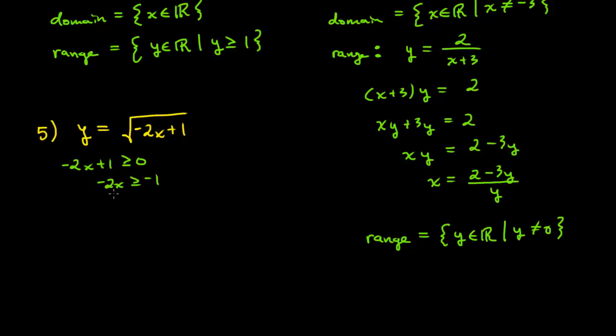I can divide both sides of this inequality by negative 2, and because I'm dividing both sides of an inequality by a negative number, I have to flip the inequality. So I get that x has to be less than or equal to 1/2, because negative 1 divided by negative 2 is 1/2. So this essentially gives me the domain. My domain is just the set of all x values in the real numbers such that x has to be less than or equal to 1/2.